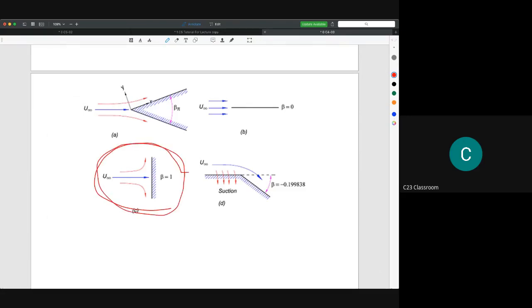The idea of stagnation is when you have a situation like this. You have a flat plate, but your flat plate here is in a vertical condition. The flow will hit the plate here. A stagnation occurs and later on it will flow in the other direction. We call this a stagnation boundary condition. So the beta here will equal 1.